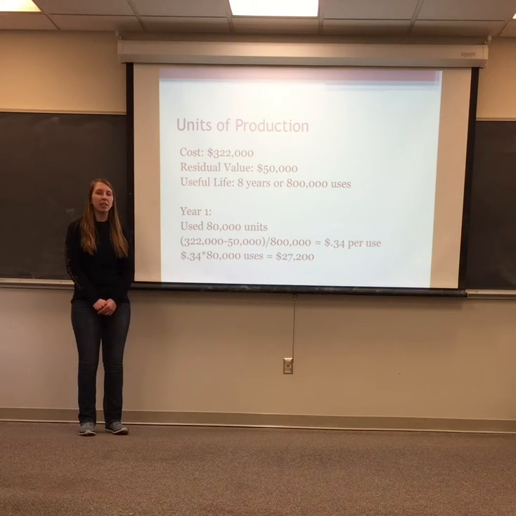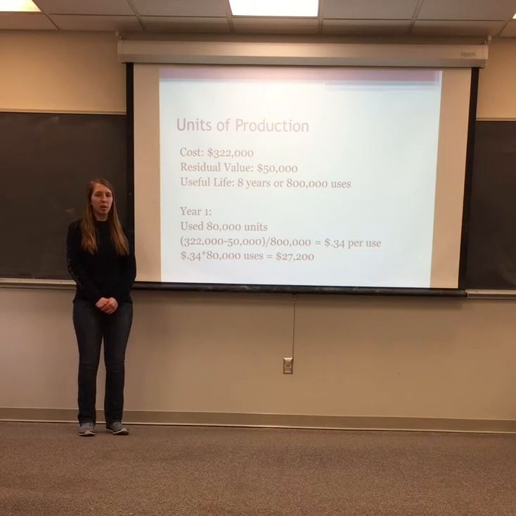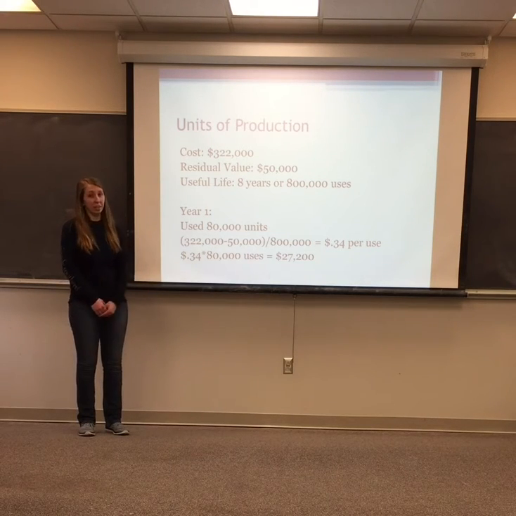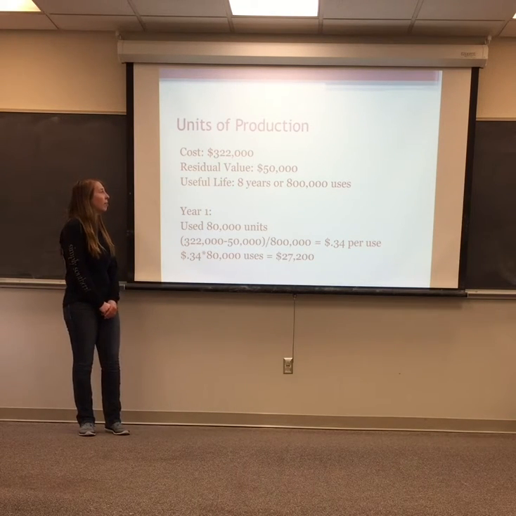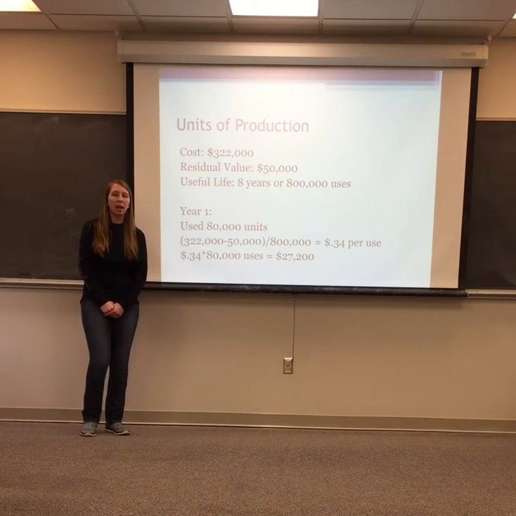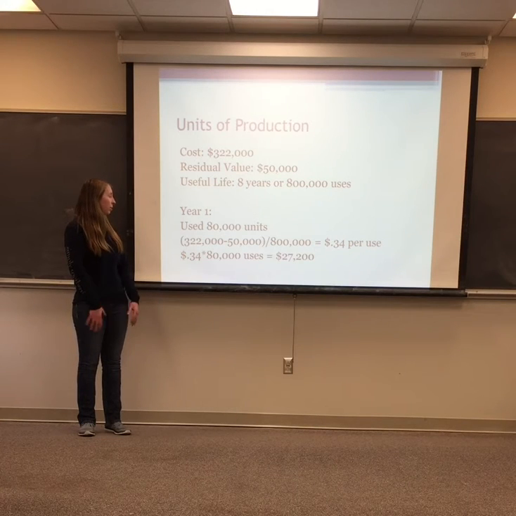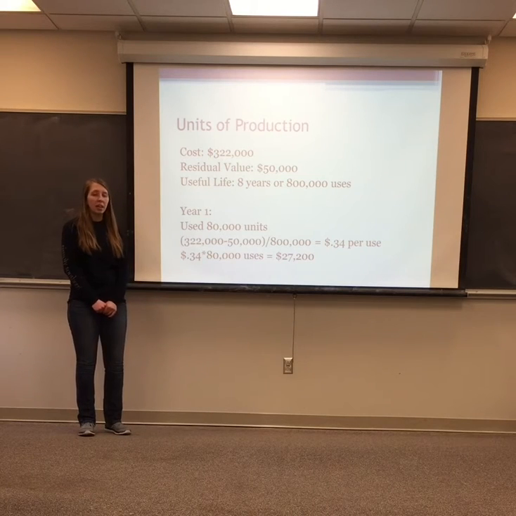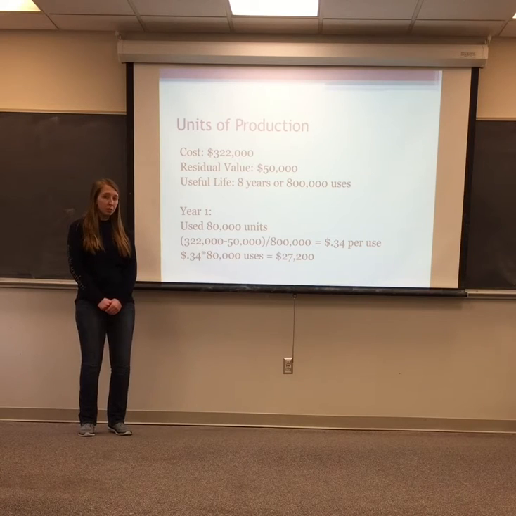Our second method is the units of production method. This one is similar, but it has a two-step process to follow. So for this calculation, similar to what we see here, you take your total cost minus your residual value and divide it by your total useful life in the number of uses you can get out of that equipment. So for our example, you will take $322,000 minus $50,000 and divide it by 800,000. That will give you a total of 34 cents per use.